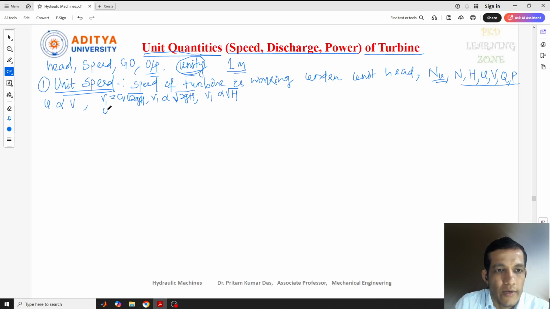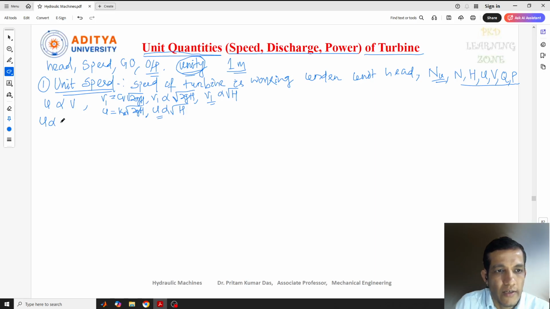Again, we know that u, or u1, we can write as equal to k root over 2gh. Here k is actually equal to u by root over 2gh, which I have written in this way. So here also I can write that u is directly proportional to root over 2gh, and similarly v is proportional to root over 2gh. So u and v are both proportional to each other. In this way also I can write.